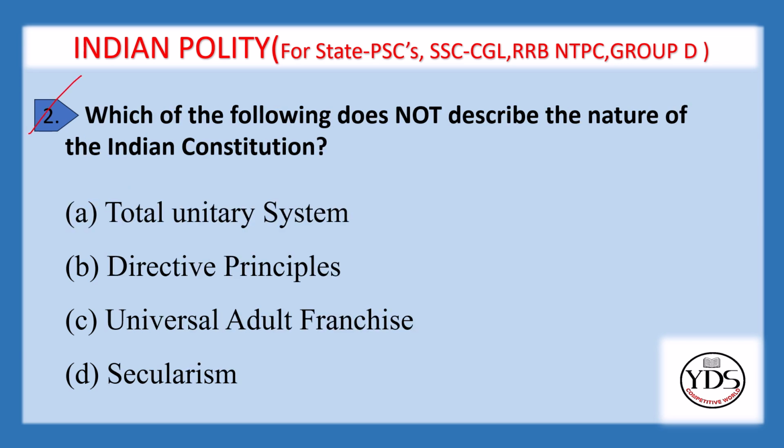Second question. Which of the following does not describe the nature of the Indian Constitution? Option A. Total unitary system. Option B. Directive principles. Option C. Universal adult franchise. Option D. Secularism. Option A. Total unitary system is the correct answer.